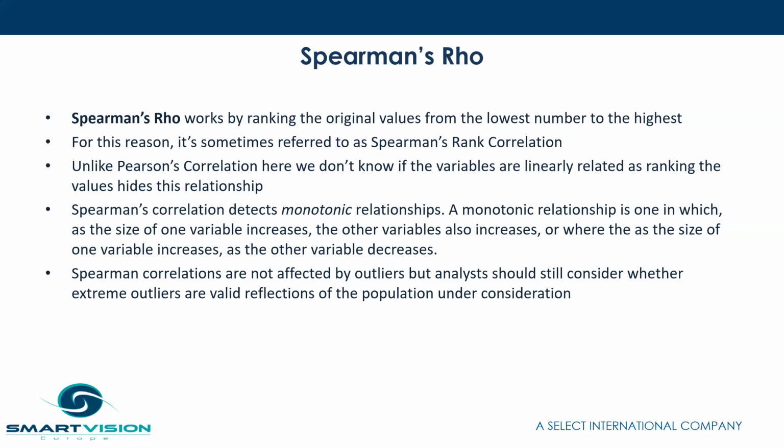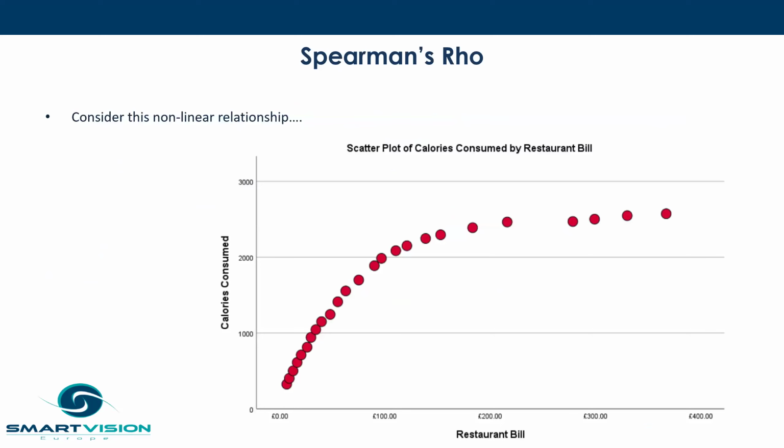Spearman's correlations are not affected by outliers, as we'll see why in a moment, because this takes ranks. But analysts should consider whether or not extreme outliers are valid reflections of the population under consideration. So always be a bit skeptical about outliers.